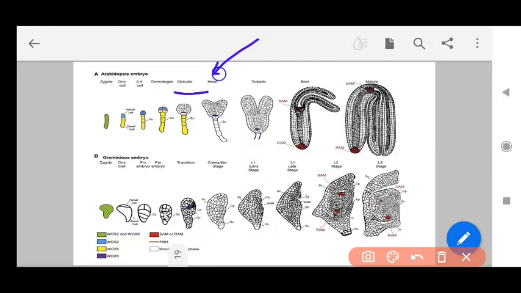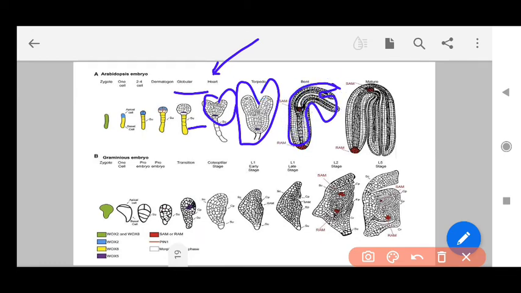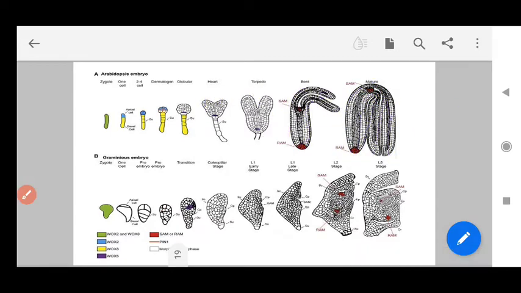Okay, and SU means your suspensor. Okay, then after the globular stage, it forms a heart shape, and then the torpedo stage, and then it bends and forms a mature seed structure, though not purely mature. Then it forms your mature cotyledon structure which is bifurcated.